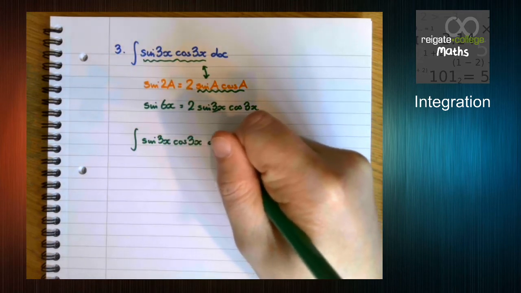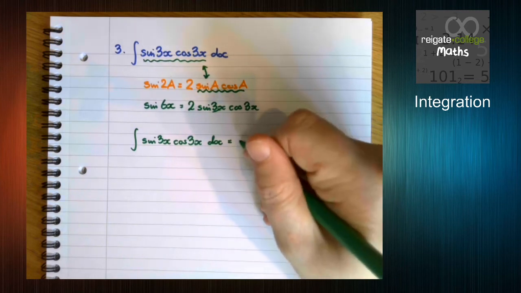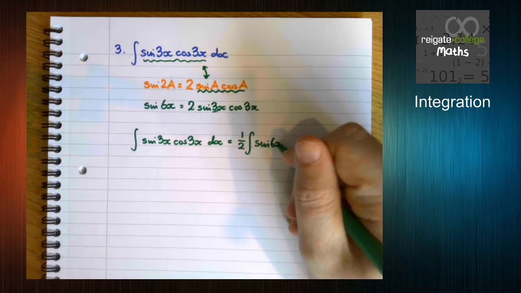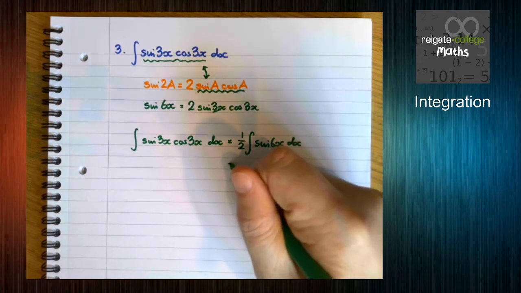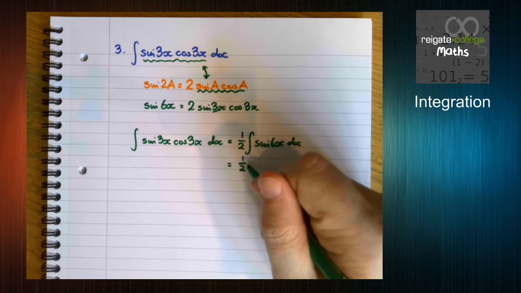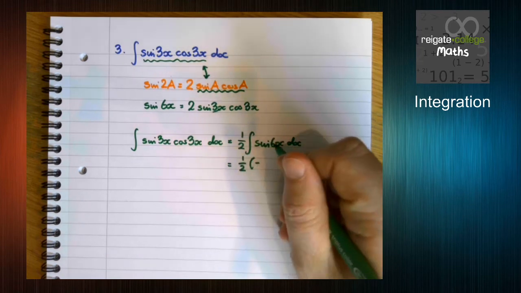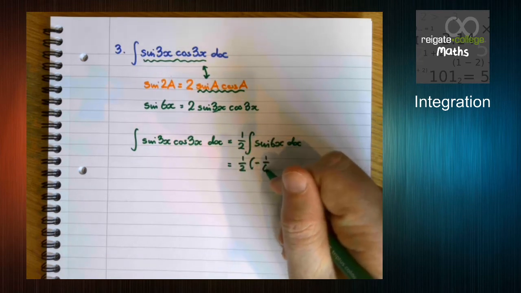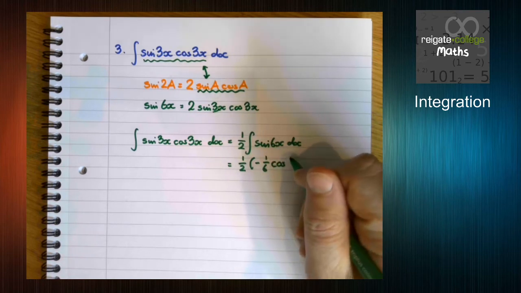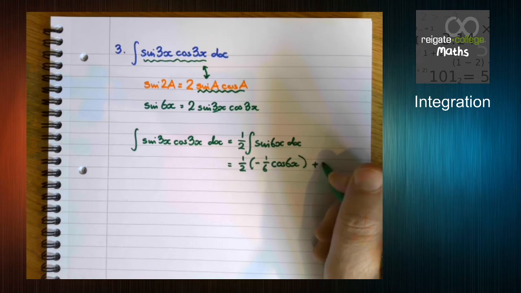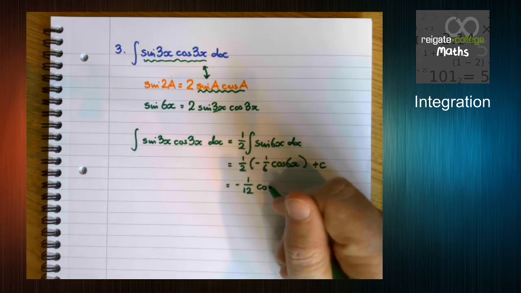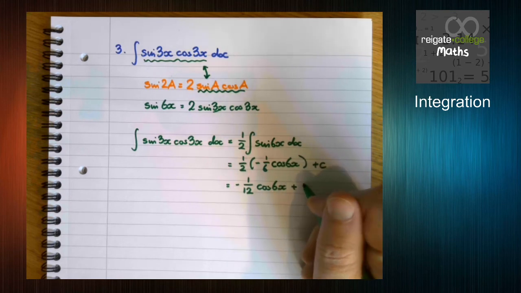We get that this is equal to a half sine 6x. Then following our normal rules of integration, sine integrates to minus cos. The 6 deals with it this way and becomes a 6th. So we get minus 1 over 12 cos 6x plus c.